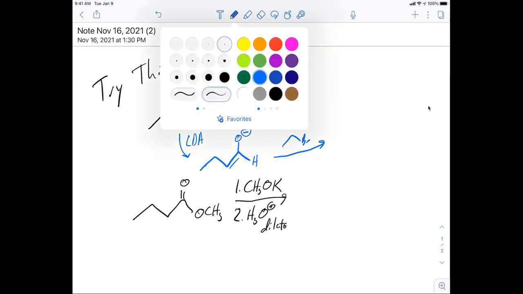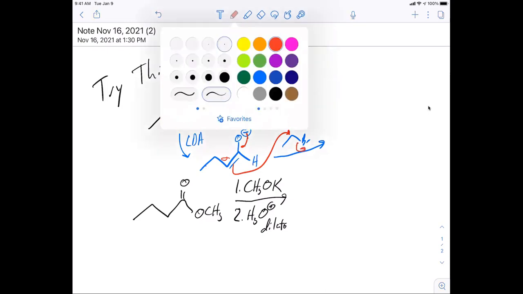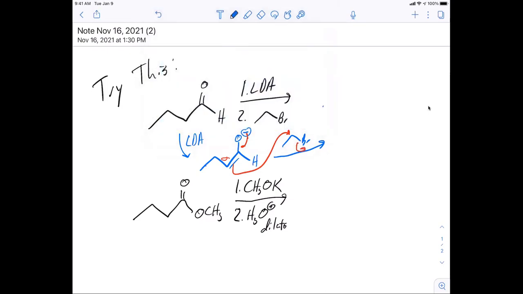And remember that it's always going to be the alpha carbon. So this carbon here is going to be reacting. So if you work through that, know that you're going to make an enolate, and it's the alpha position that you're going to be focusing on. It's going to help you get the right answer. Okay, so this is just alkylation of the alpha carbon.